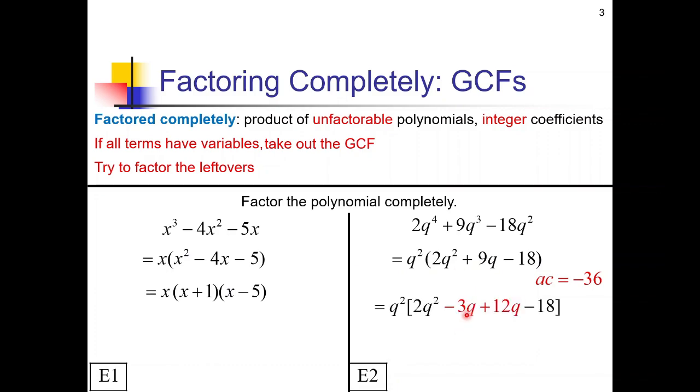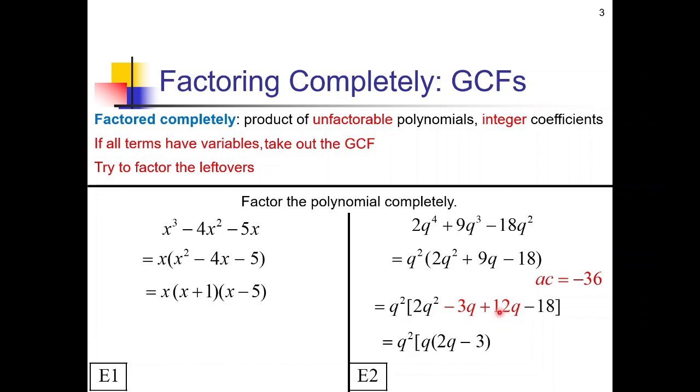So I'm going to do negative 3q plus 12q to split up that 9q. And now that I've split that up into 4 terms, just like I always do with the AC method, I'm going to use factoring by grouping on these 4 terms. So I have the q squared that I initially took out. For the first 2 terms inside here, I have a q that I can take out. That leaves me with a 2q and a minus 3. And then for these last two terms, I can take a 3 out of both of those, right?